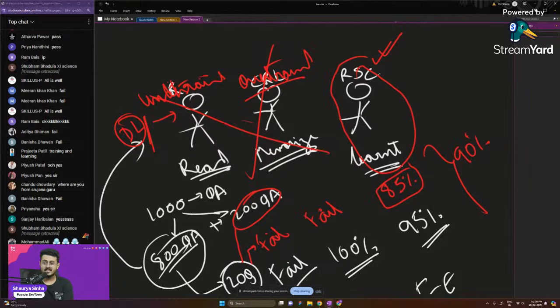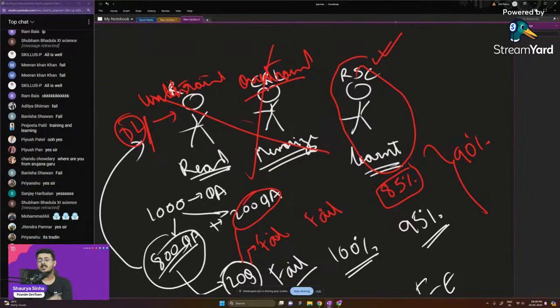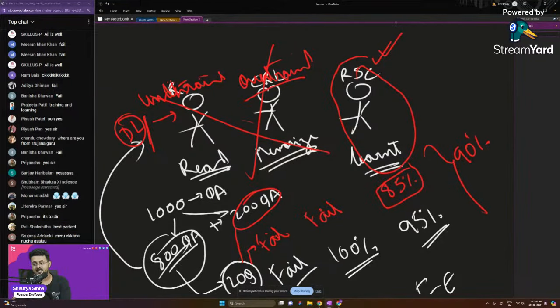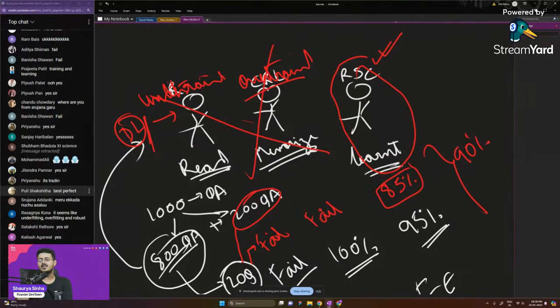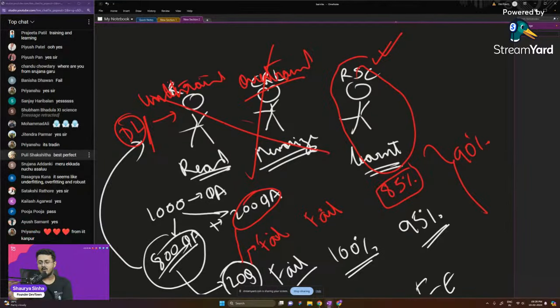And to do this, there are a lot of things that can change. Maybe the number of neurons, maybe the number of layers. It seems like underfitting, overfitting and robust, but yeah, that is what it is. But I'm talking in a little bit different terms because I have not yet taught the students that. When we reach there, I'll teach that as well. So that is how it basically works.